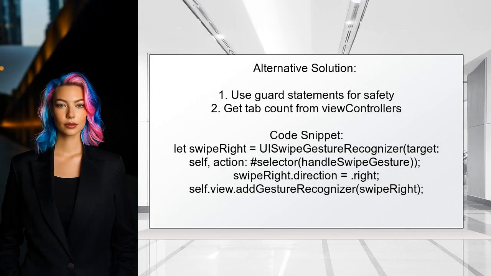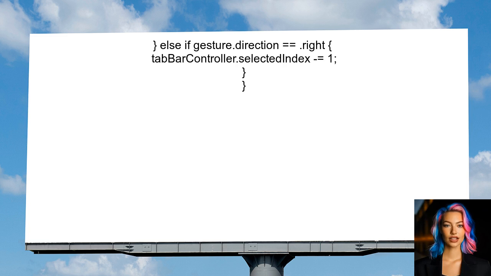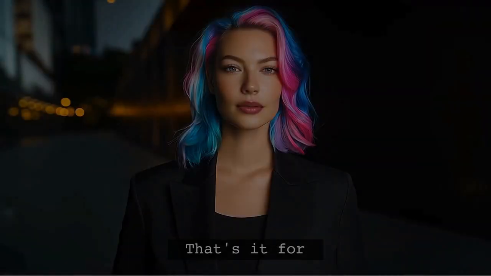An alternative solution suggests using swipe gestures to navigate between tabs in a more efficient way. This approach utilizes guard statements to avoid unwrapping issues and dynamically retrieves the number of tabs from the view controller's array. To implement this, add swipe gesture recognizers for both left and right swipes in your ViewDidLoad method. Then, handle the swipe gestures by updating the selected index of the tab bar controller based on the swipe direction. That's it for that response.